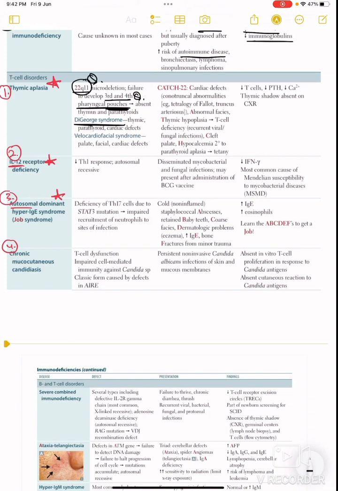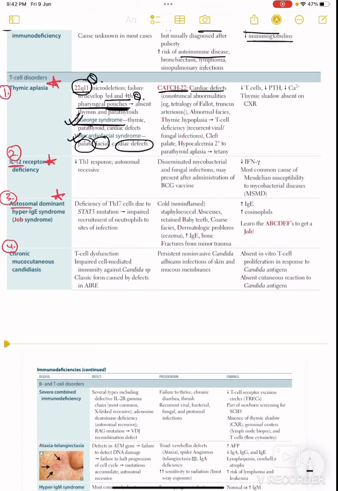Okay, absent thymus and parathyroid glands. So, the main reason is DiGeorge syndrome, and another reason is velocardiofacial syndrome. In velocardiofacial syndrome, palate, facial, and cardiac defects are present. It can also cause thymic aplasia. So what is CATCH-22? The presentation is CATCH-22. You can remember it by the mnemonic CATCH-22.